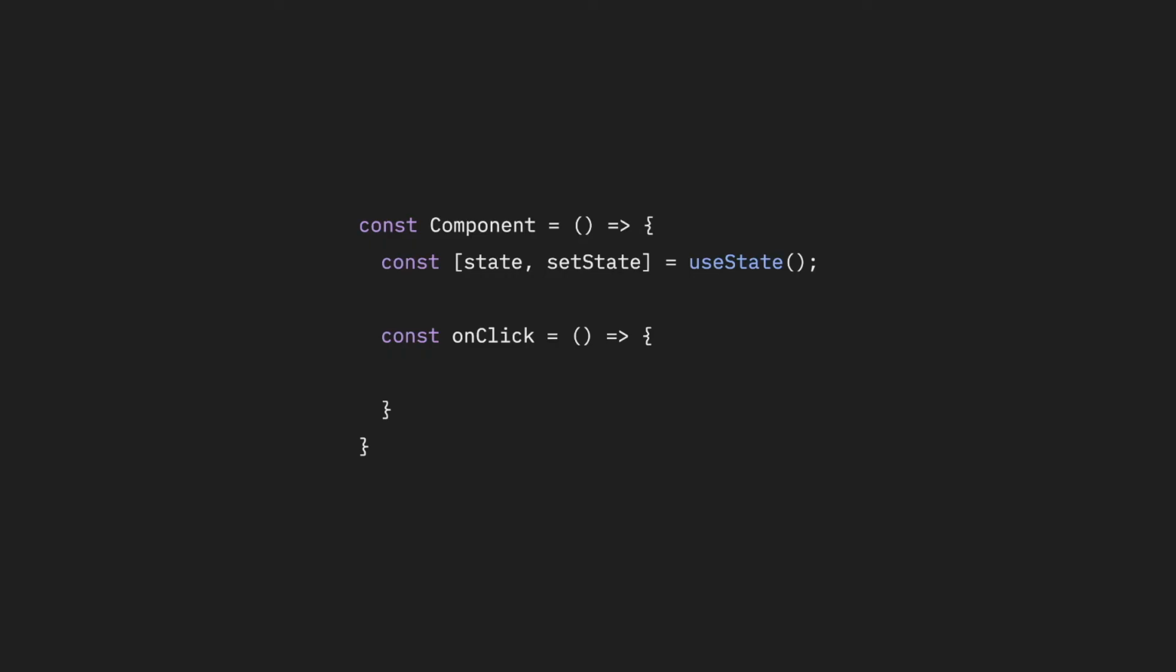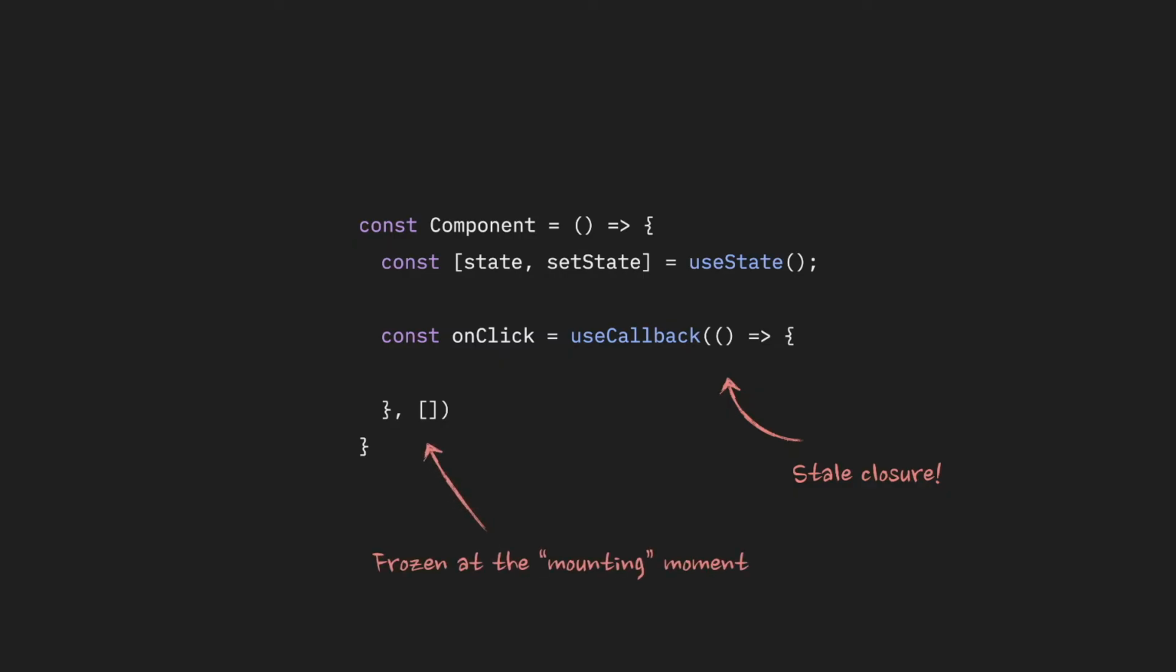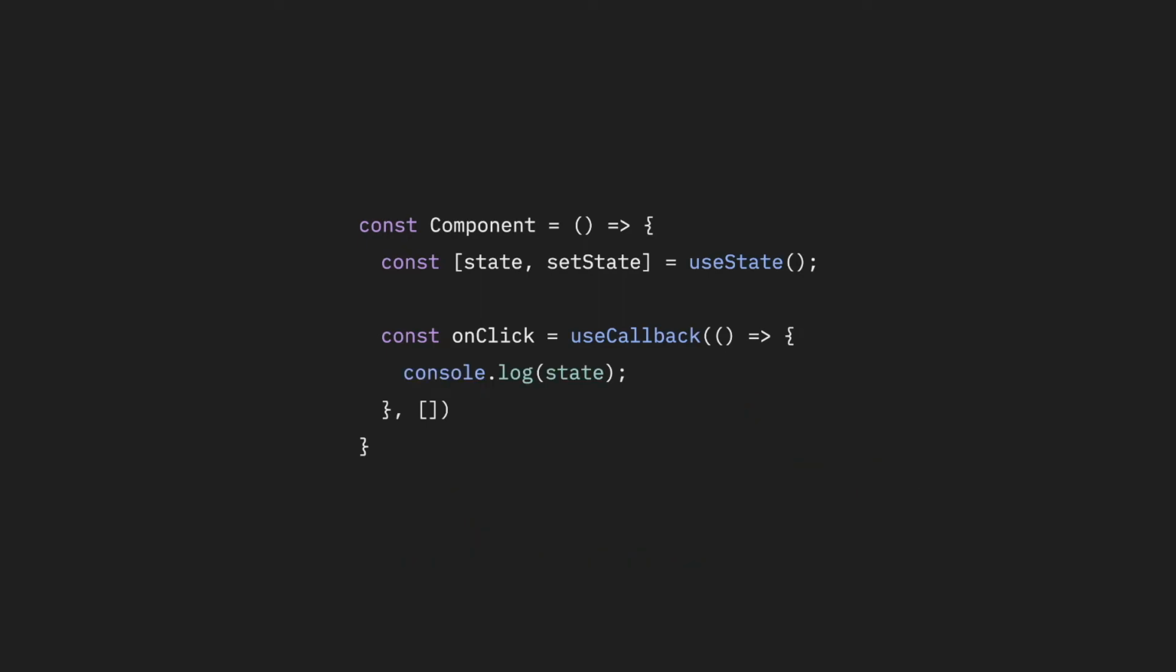In our typical component, as I mentioned, every function is a closure. If I wrap that function in the useCallback hook with no dependencies, this closure becomes stale. It's frozen at the time the component was mounted. That is the entire purpose of the useCallback hook. If I try to access state in that function like this, the logged value will always be undefined.